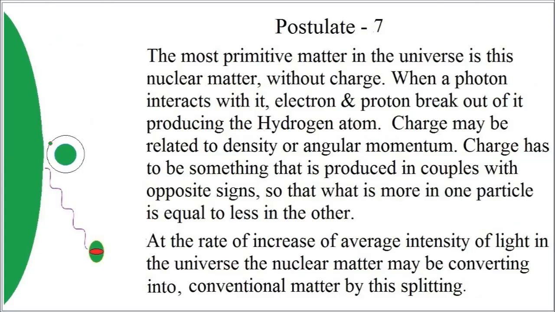The seventh postulate. The most primitive matter in the universe is this nuclear matter without charge. When a photon interacts with it, electron and proton break out of it, producing the hydrogen atom. Charge may be related to density or angular momentum. Charge has to be something that is produced in couples with opposite signs, so that what is more in one particle is equal to less in the other. At the rate of increase of average intensity of light in the universe, the nuclear matter may be converting into conventional matter by this splitting.